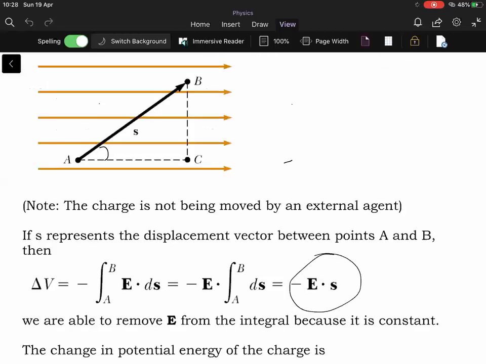This is E dot S. If you have a uniform electric field, then you are supposed to find out E dot S. That thing you have to apply. That means you will take the displacement in the direction of the electric field, not the absolute displacement.